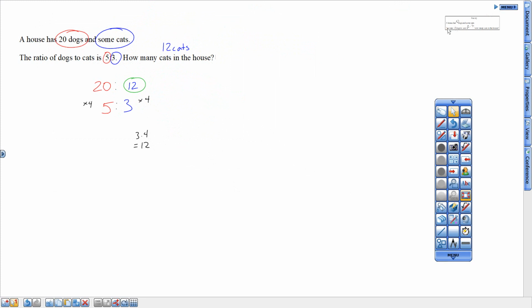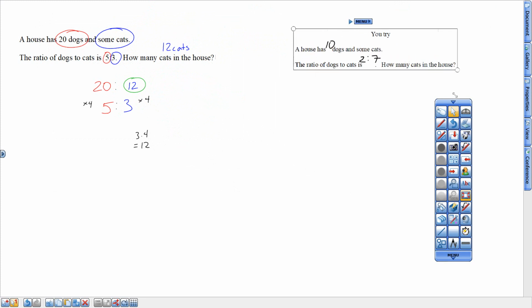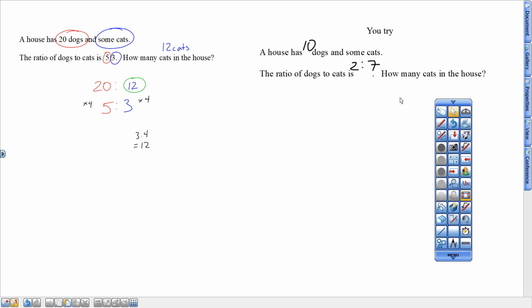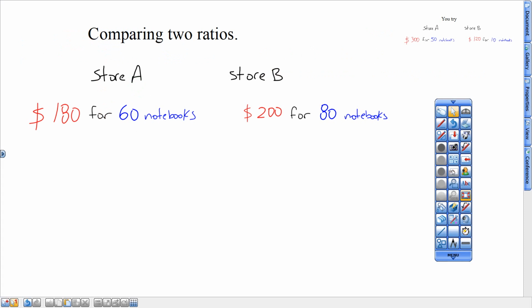This guy right here. So again, 10 dogs and some unknown cats. The main ratio is 2 to 7. See what I'm doing. Be a detective. All right, next problem. Next word is yellow. Yellow.